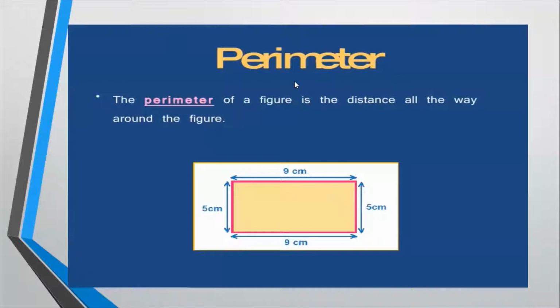So if you are going to add all these four sides, you will get the perimeter of the rectangle. This is how we keep on doing it. Are you getting my point, beta?